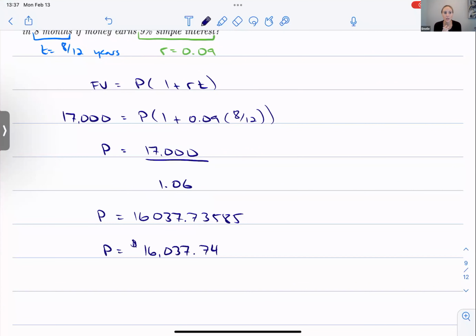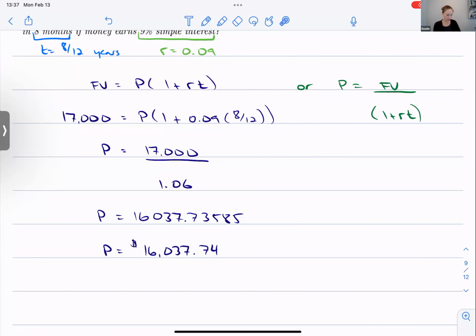Okay. So that's the answer, that's good. If you wanted to, you could start here and rearrange the variables to solve for P and then plug stuff in. That's fine too. So P is going to be the future value divided by 1 plus R times T, right? But that is what we have here.